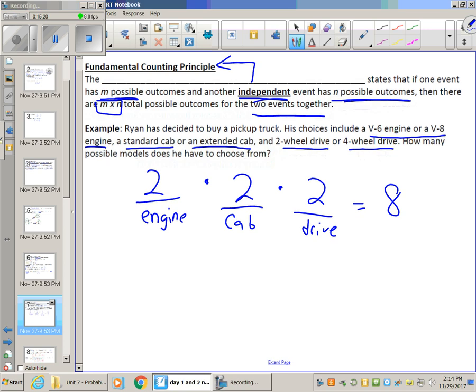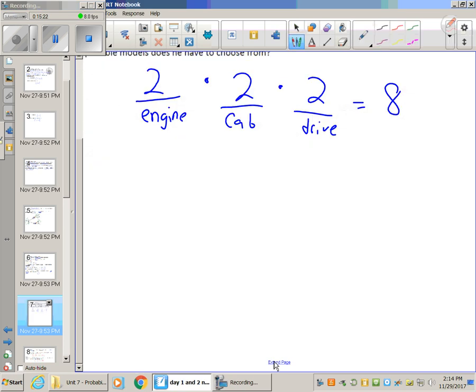I want to think about it this way. All right, let me explain it this way. He had 2 types of engines he could choose from. He could either do a V6 engine or a V8. If he chose a V6 engine, he had 2 possible outcomes from there for a cab.